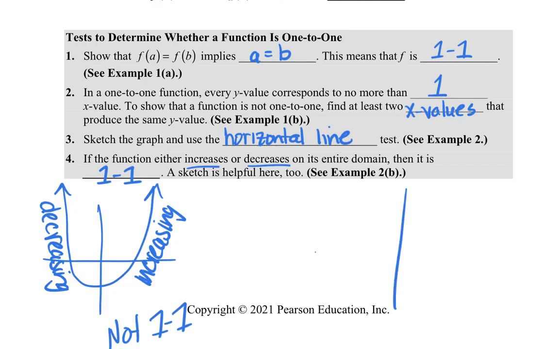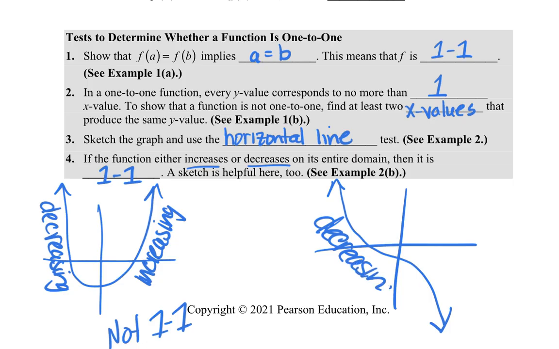And then if we use something like this, here we are decreasing the whole time. So the y values, as we are coming in from here, our y values are constantly going down. So this is 1-to-1.